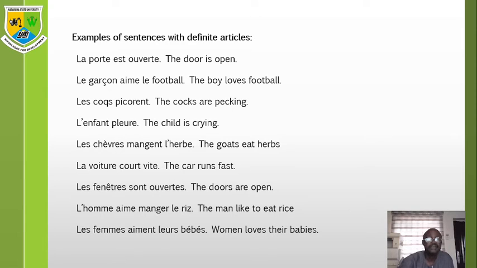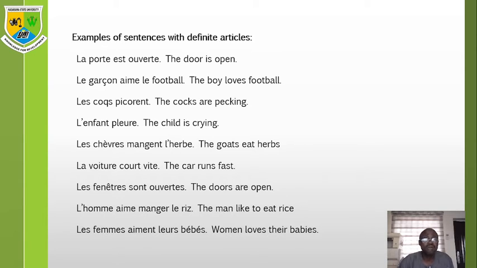Now, examples of sentences with definite articles. La porte est ouverte. The door is open, just as it is written. Le garçon aime le football. Discover that we have 2 definite articles there: le garçon and le football. Le garçon, the boy, loves football.